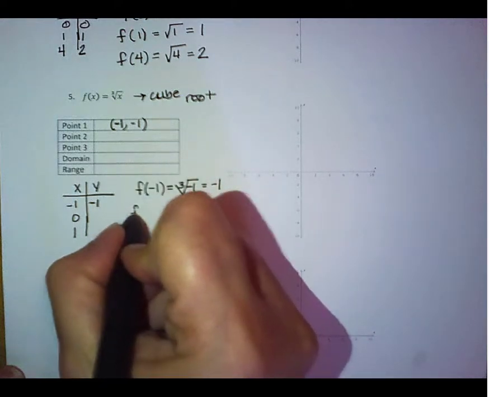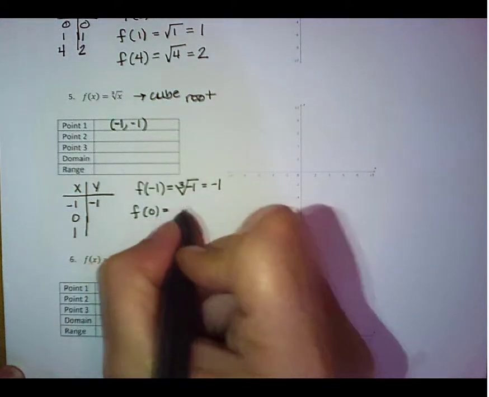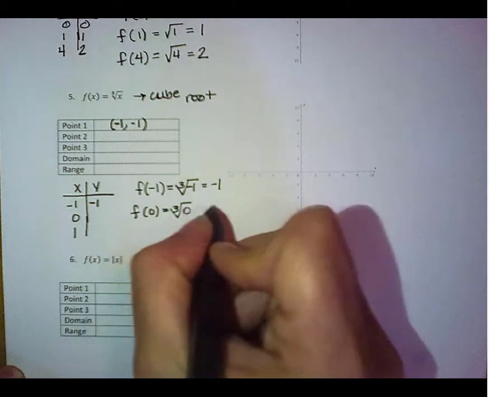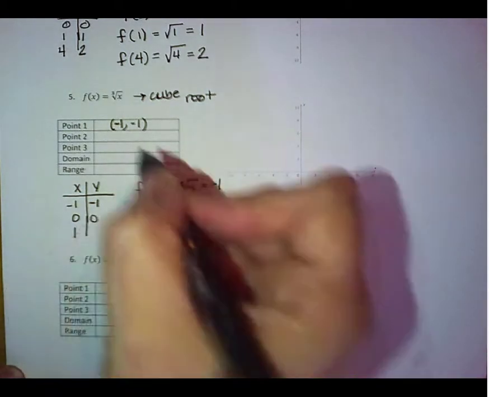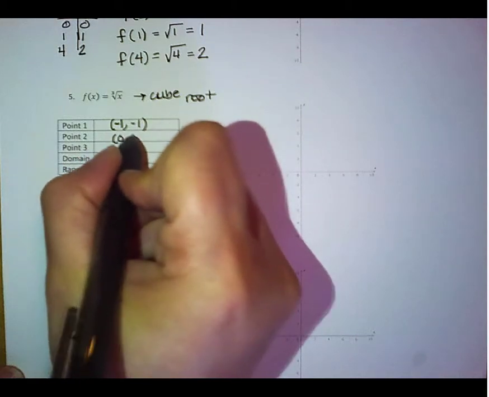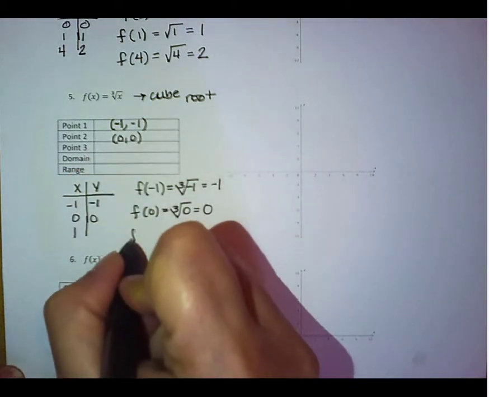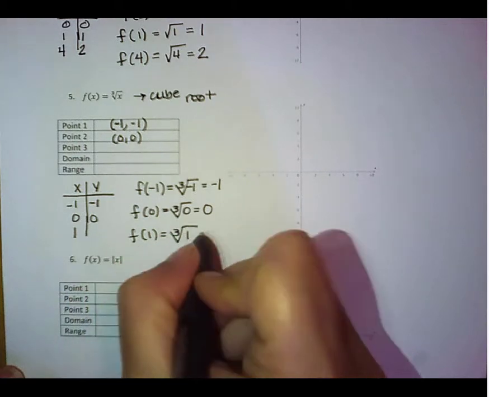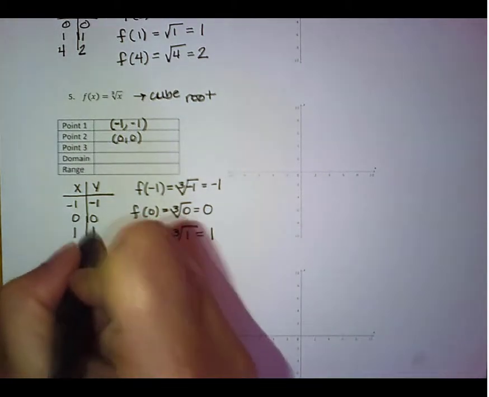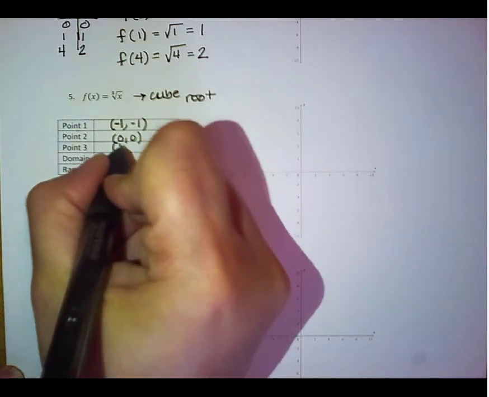Then we're going to do f at 0. This is going to be the cube root of 0, which is just 0. So it's our second point, the origin, 0, comma, 0. And then our third one, f at 1. This is going to be the cube root of 1, which again is just 1. So we get our last point at 1, comma, 1.